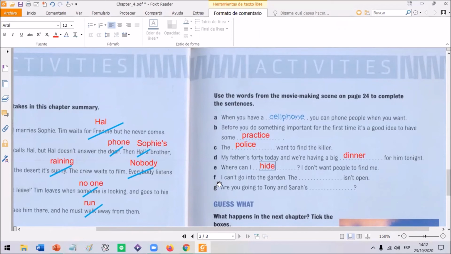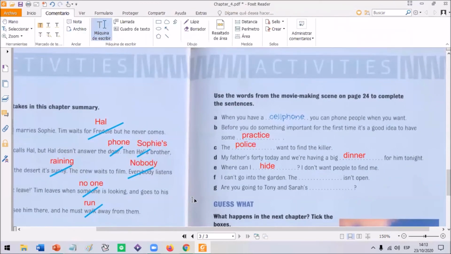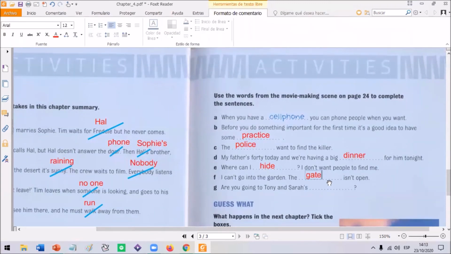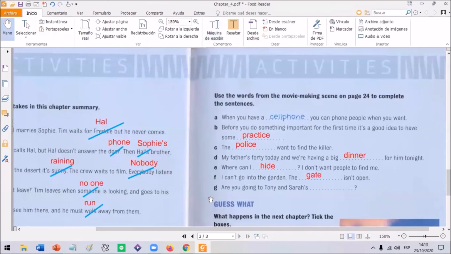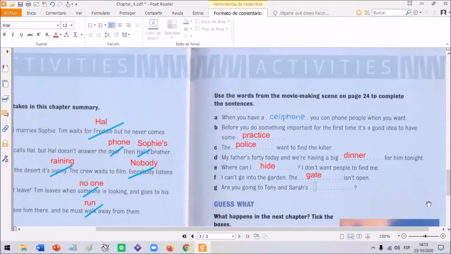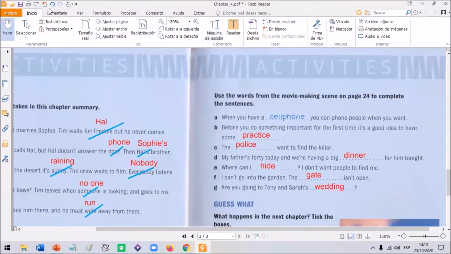Next. I can't go into the garden. The... isn't open. Now, right, the gate. Yes, remember, gate is a very big door, okay? I can't go into the garden. The gate isn't open. Finally, are you going to Tony and Sarah's...? Now, what's the missing word? Yes, excellent. It's wedding, una boda. Casamiento, yes? Are you going to Tony and Sarah's wedding? Well done, Tween. Very good work.